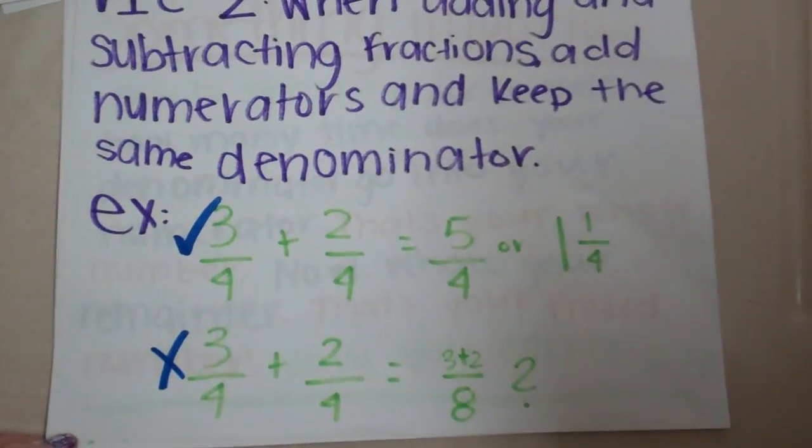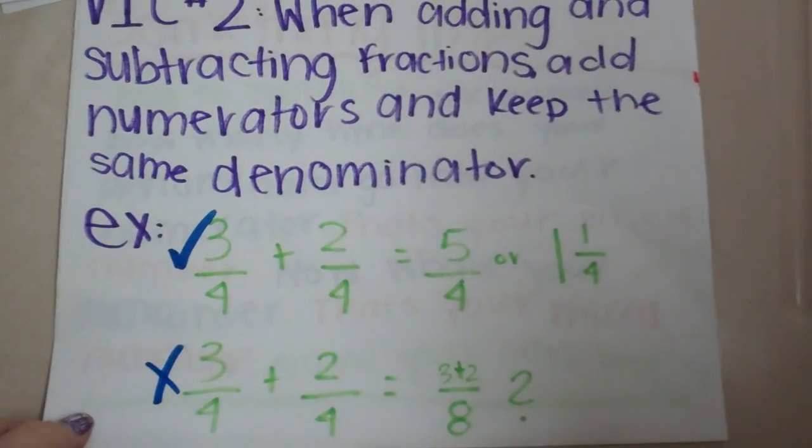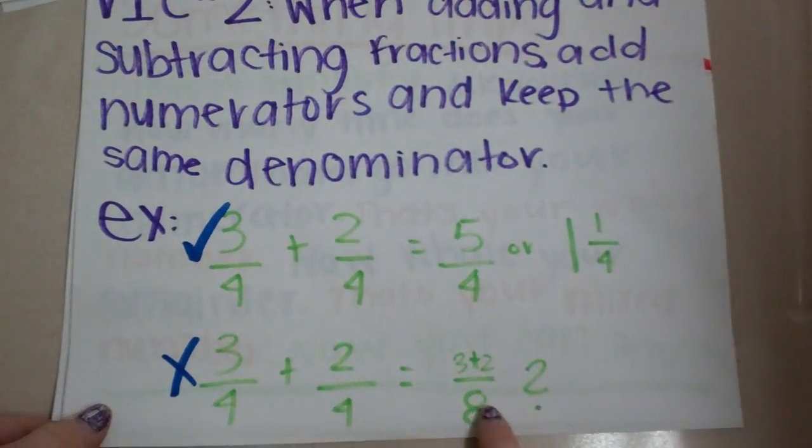Here's another example. You can do problem number 1 because the denominator is the same. Example number 2 cannot be solved because you don't add and subtract the denominators, only the numerators.